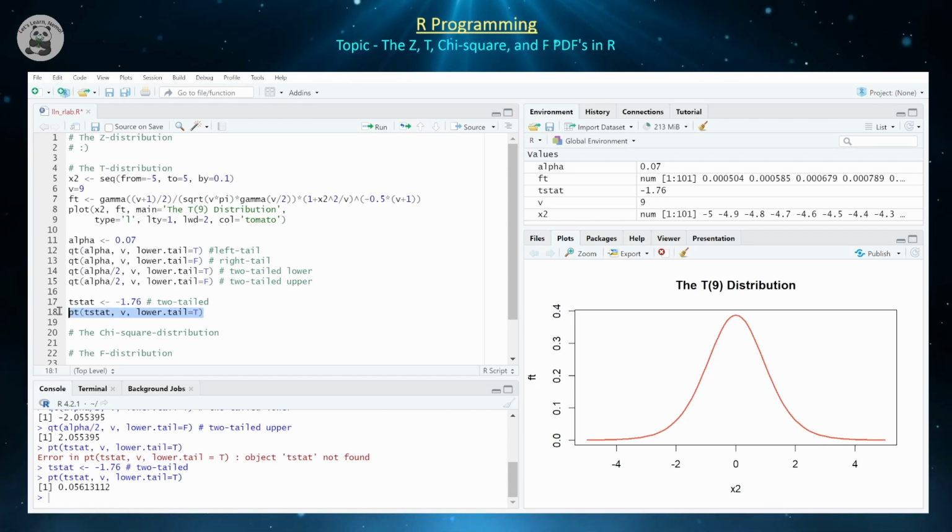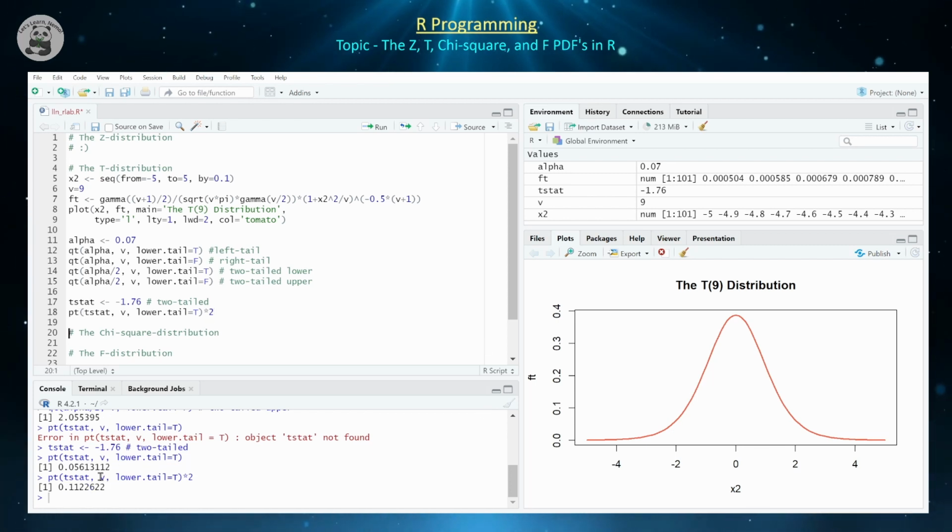Now keep in mind we did not multiply by 2 here, therefore this is not the two-tailed probability. This is just the probability that we're less than negative 1.76. So if we want the two-tailed probability, we would just multiply that by 2, which is going to be 0.1123, which is the probability that we get a test statistic of equal or greater importance and significance in regards to our alternative hypothesis. So that's how you would calculate critical values, p-values, probabilities and quantiles for a t-distribution for some given degrees of freedom.